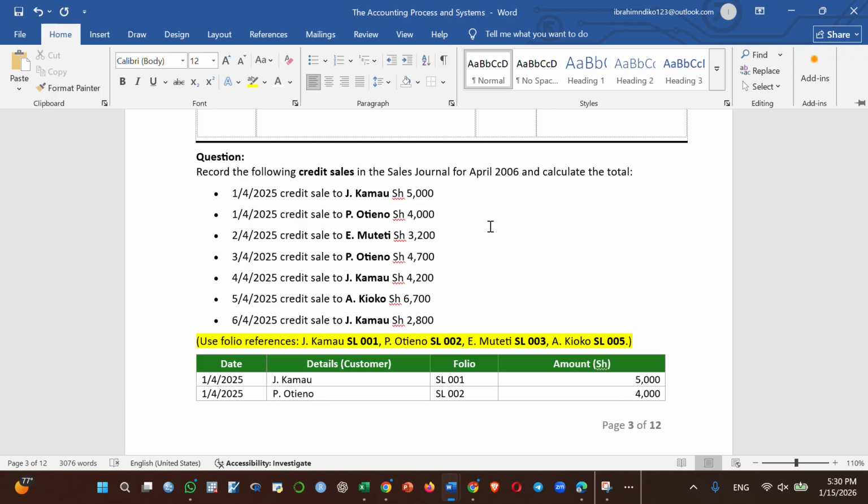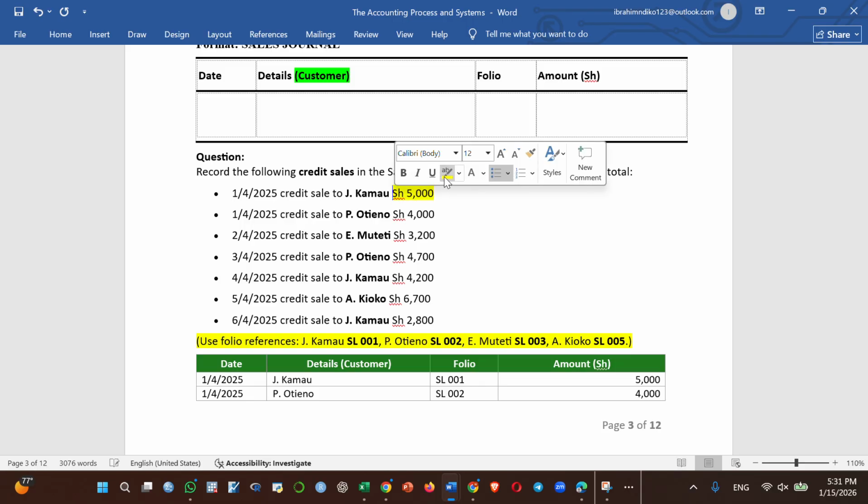On 1st April, there was a credit sale made to J. Kamau, 5,000. Also on 1st April, there was another credit sale made to P. Otieno, 4,000. Then on 2nd, another credit sale was made to E. Muteti, 3,200. Then there was another credit sale to P. Otieno, 4,700. Then on 4th of April, another credit sale was made to J. Kamau. Then on 5th, a credit sale was made to A. Kyoko, 6,700. And then on 6th, a credit sale was made to J. Kamau of 2,800. Now, let's start with the first transaction of 5,000.